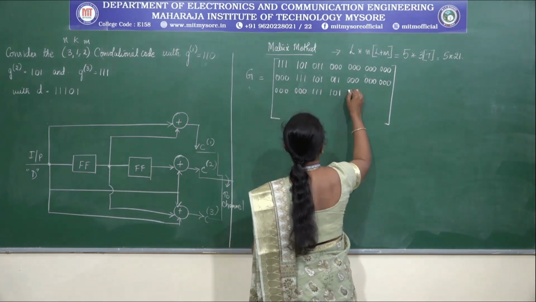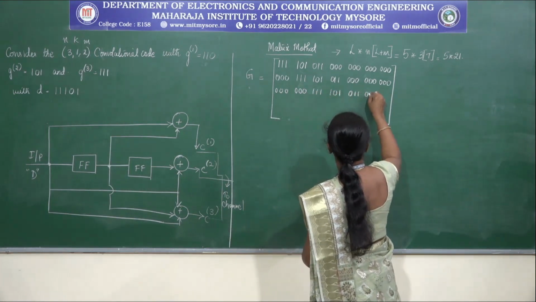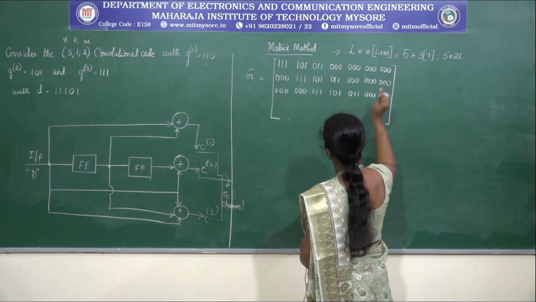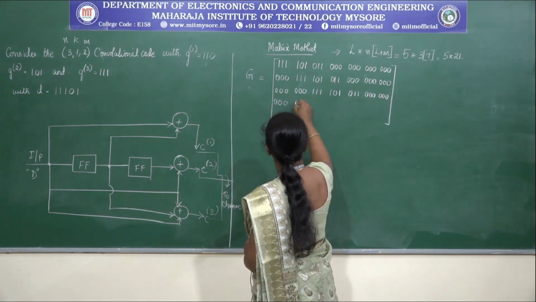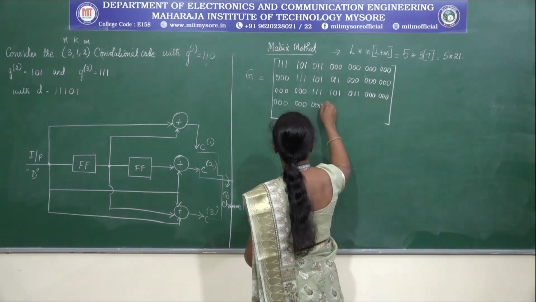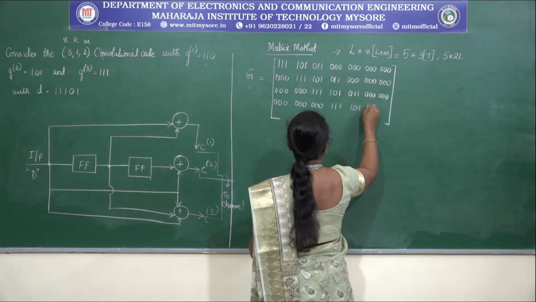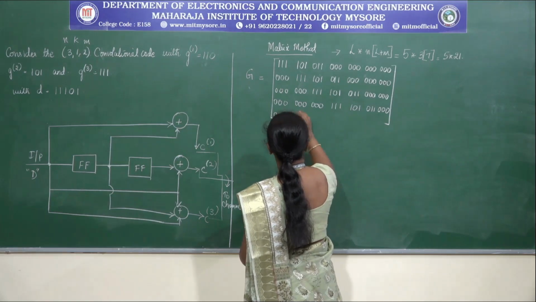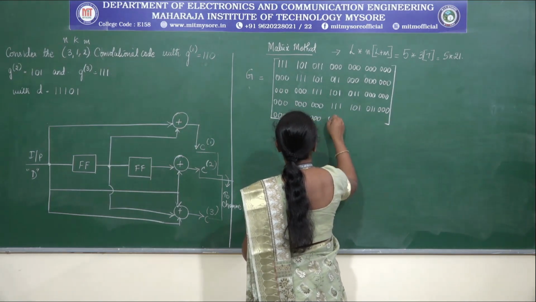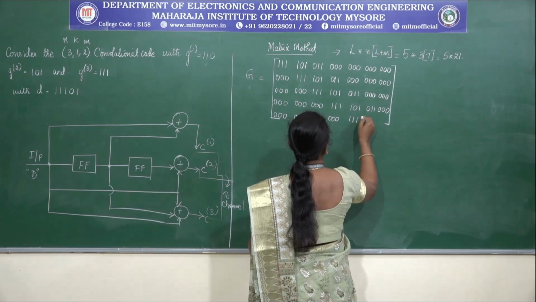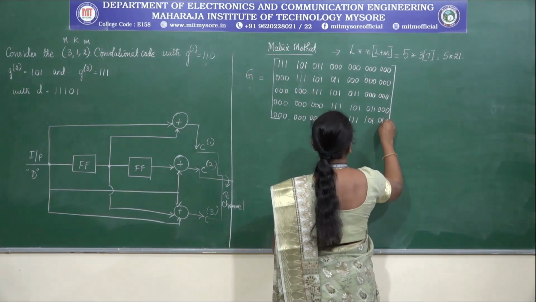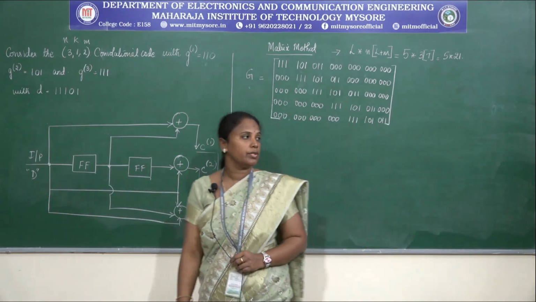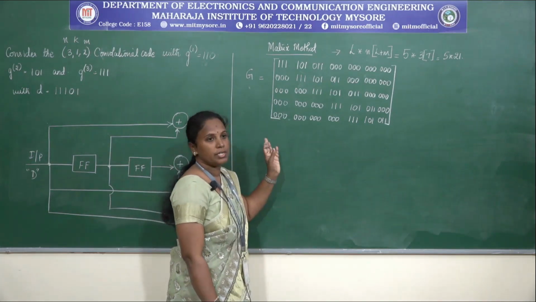Triple 1, 101, 0, double 1, 0, 0, 0, 0, 0. One zero one 0 1 1 0 0 0. One zero one 0 1 1. So this is how we are going to construct the generator matrix.